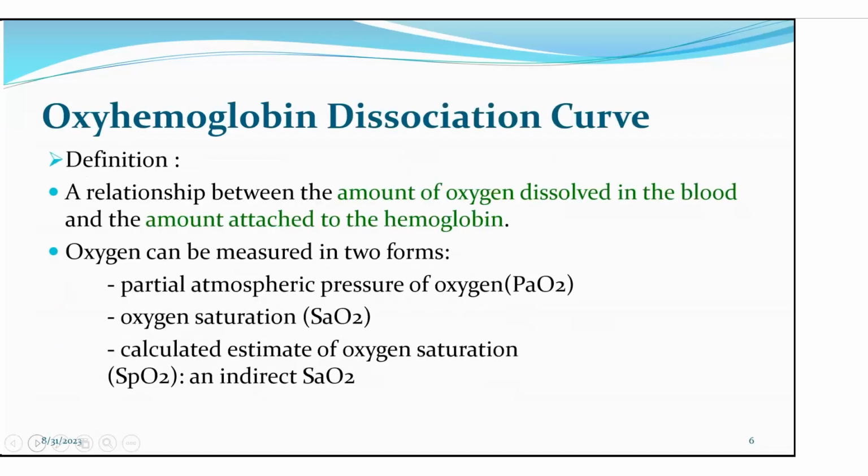We look at the oxyhemoglobin dissociation curve. By definition, it's the relationship between the amount of oxygen dissolved in the blood and the amount attached to the hemoglobin. Oxygen can be measured in two forms: through partial pressure of oxygen, PaO2, oxygen saturation, SaO2, and a calculated estimate of oxygen saturation, SpO2, an indirect oxygen saturation.